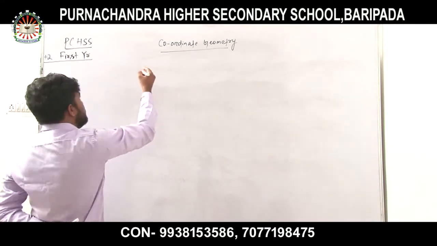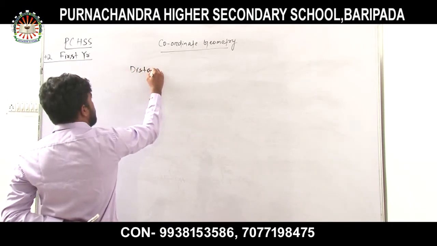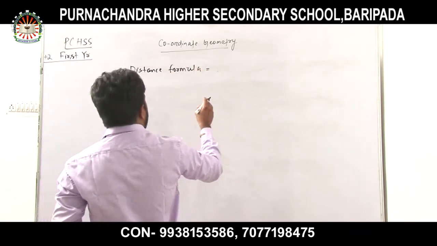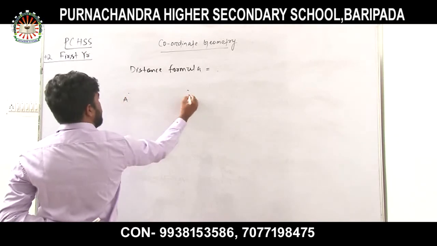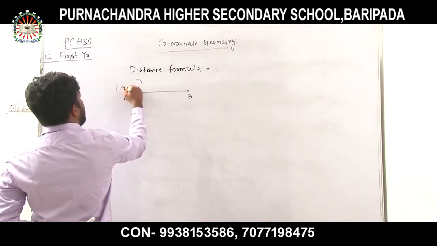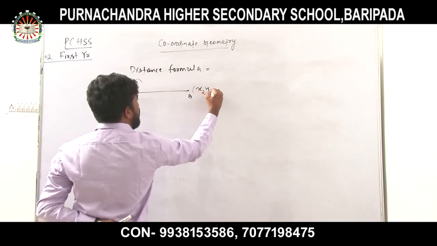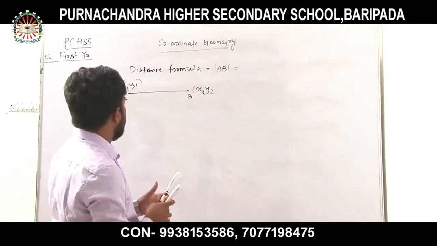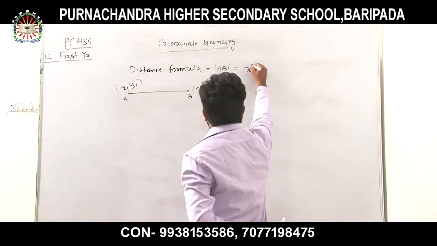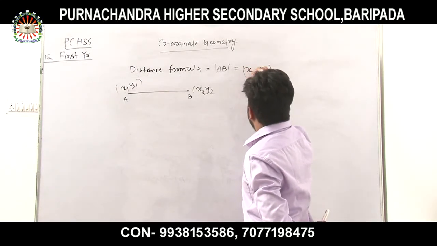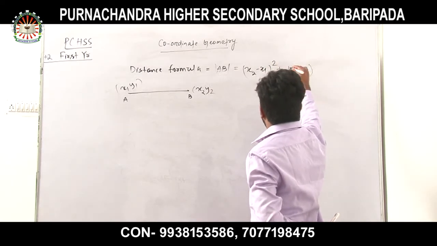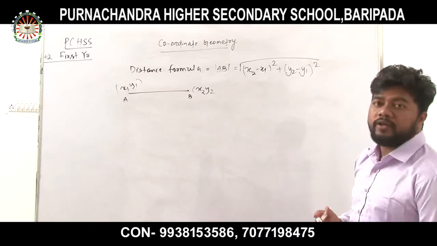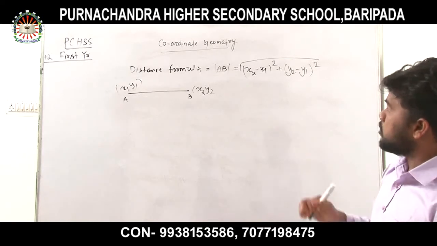Our last class, the distance formula is: if A and B are 2 points, A with coordinates (x1, y1) and B with coordinates (x2, y2), then the length of AB equals the square root of (x2 minus x1) square plus (y2 minus y1) square. Okay, last class we discussed it.